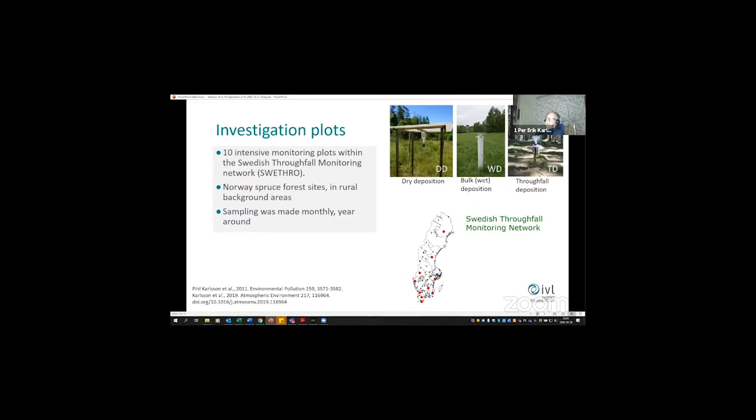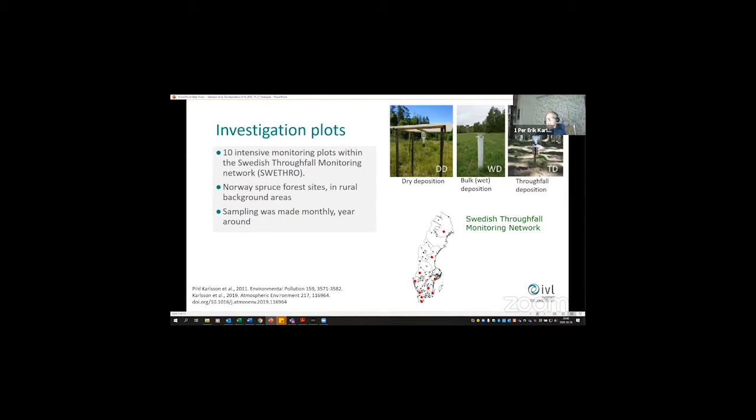This network has been operating since 1985. So we now have 35 years of data. But these measurements that I present now have not been operating that long. So we are using 10 of these plots that we have over Sweden, and these are equipped then with both throughfall deposition equipment and bulk deposition equipment.